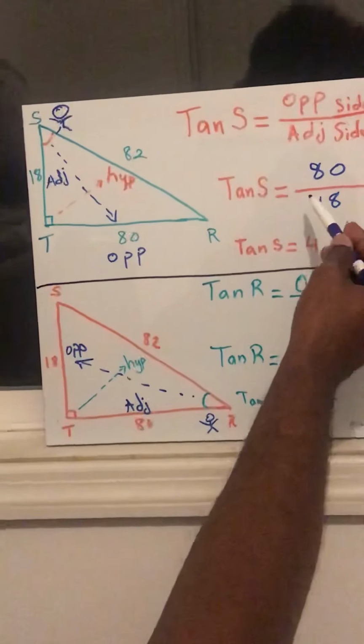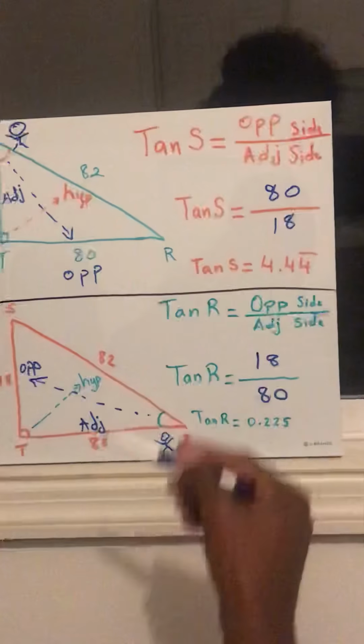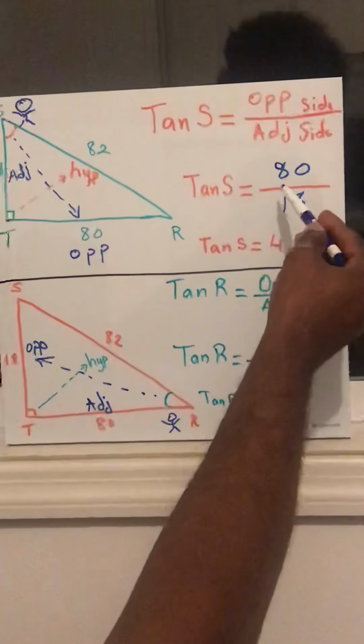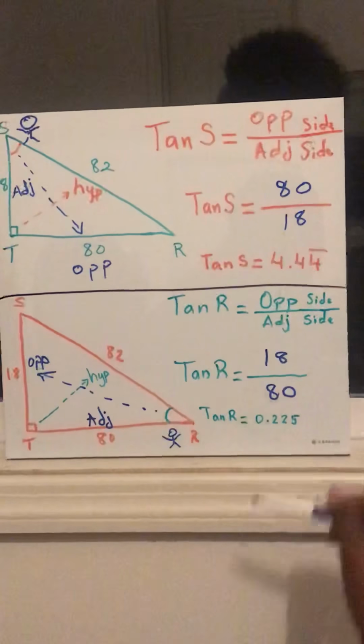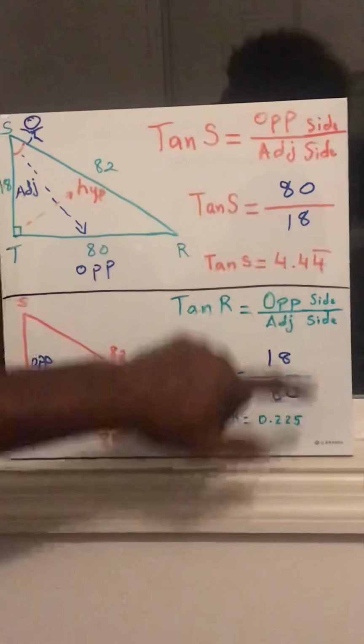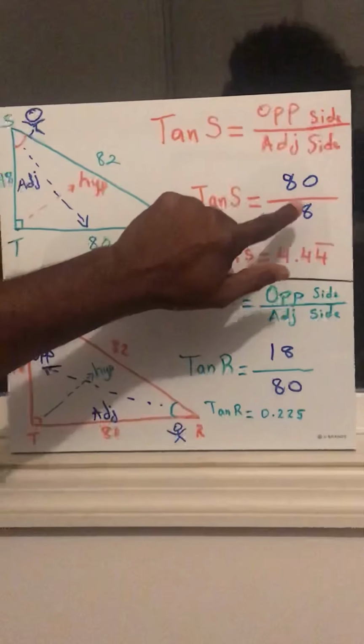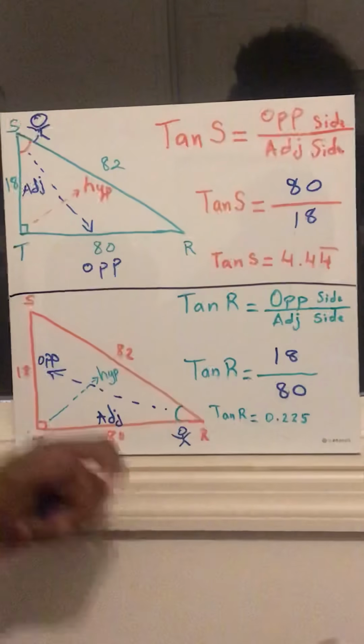As you can see, one is the inverse of the other. Tangent of S is 80 over 18. Tangent of R is 18 over 80. So we flip it. They're not always going to be the same. When you find the first one, the other one is a flipped version. So that's pretty much it.